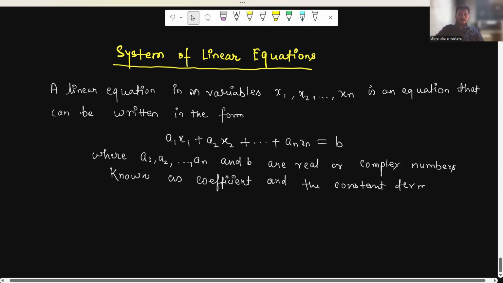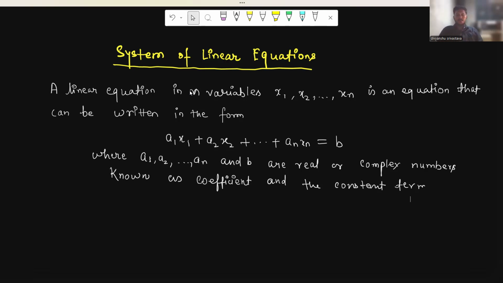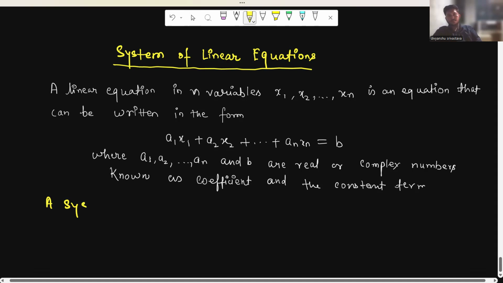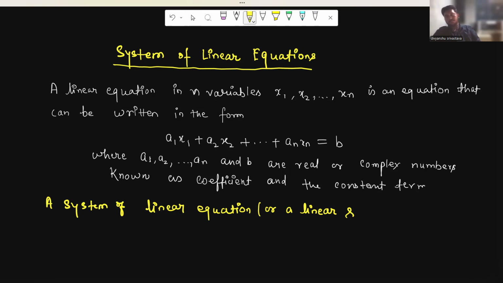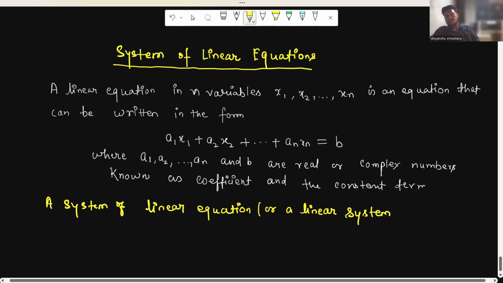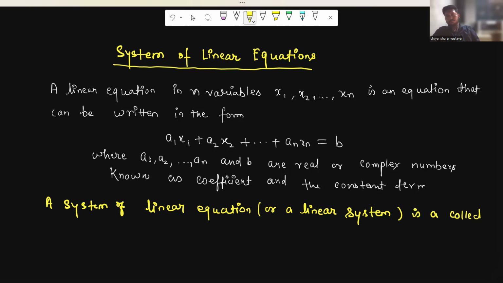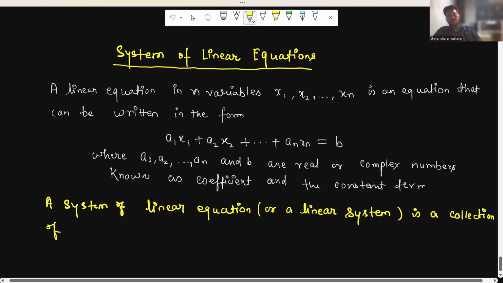So basically, the definition: a system of linear equations, or a linear system, is a collection of one or more linear equations having the same set of variables.